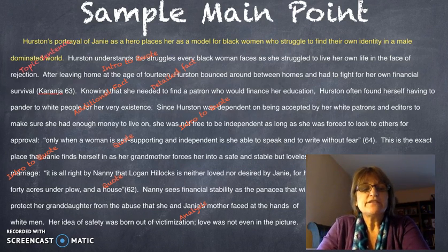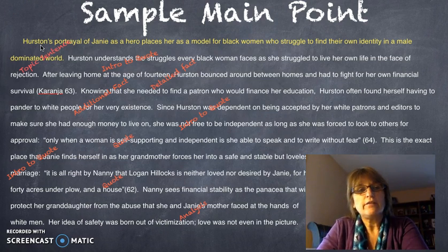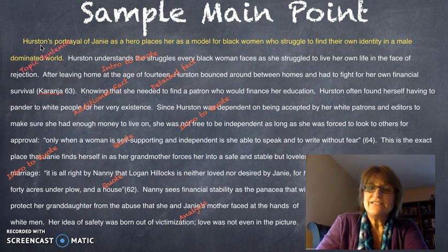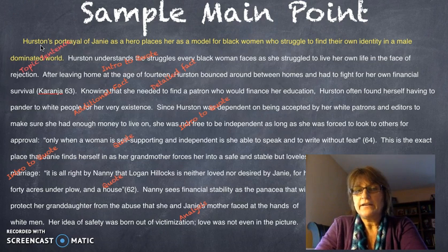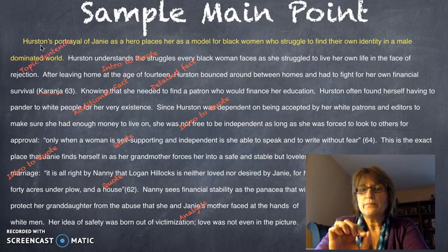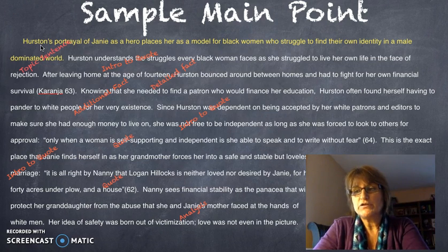So here again, we have the topic sentence, first sentence, and every single paragraph guiding the whole paragraph. Hurston's portrayal of Janie as a hero places her as a model for Black women who struggle to find their own identity in a male-dominated world. Now I'm going to begin the introduction to the quote. Now the first quote I give is not a typical quote, it's a detailed fact. So see how I'm doing it? It's going to be a little bit different than that comma and colon thing, because facts do not need to be introduced with a linking punctuation mark.